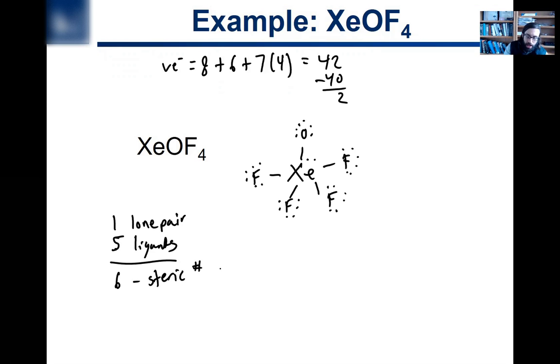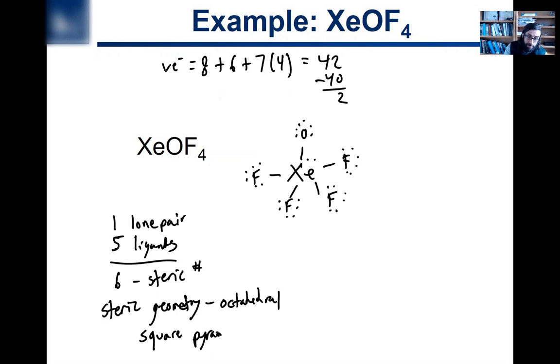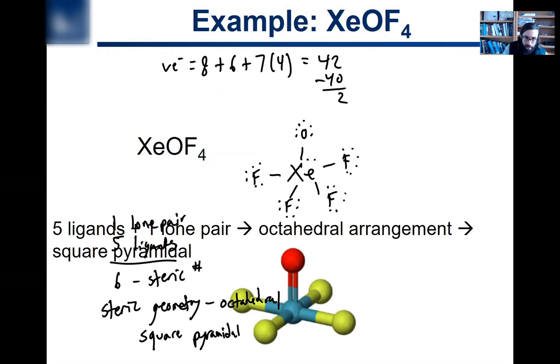This means our steric geometry is going to be octahedral, based on that table that we went over on the previous slide. But we're going to be removing one of those 6 points so it's not going to have an atom. That is an octahedron shape with one of the points removed, so it's going to be a square pyramidal shape. And indeed, that's true. Here it says 5 ligands plus 1 lone pair, octahedral arrangement. Okay, so square pyramidal.